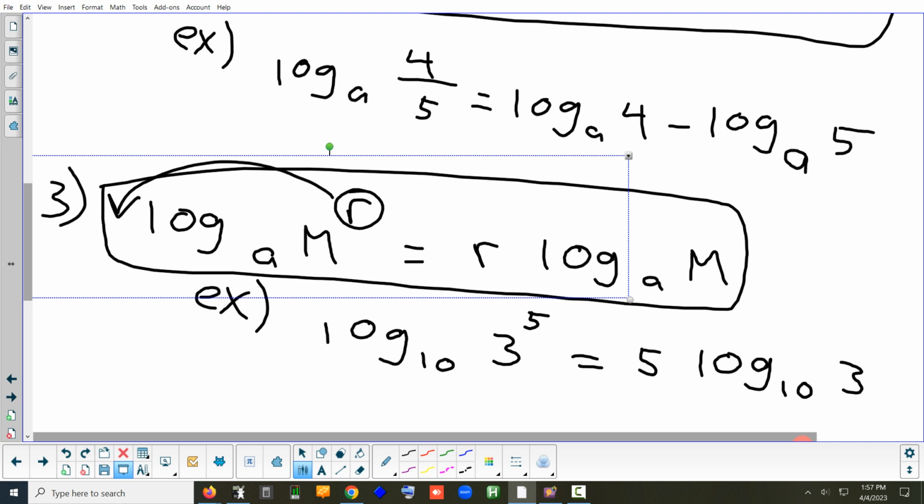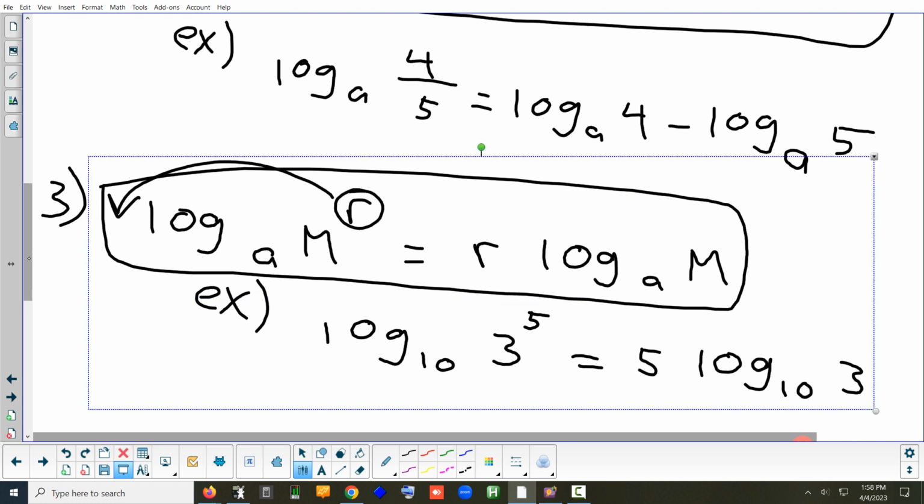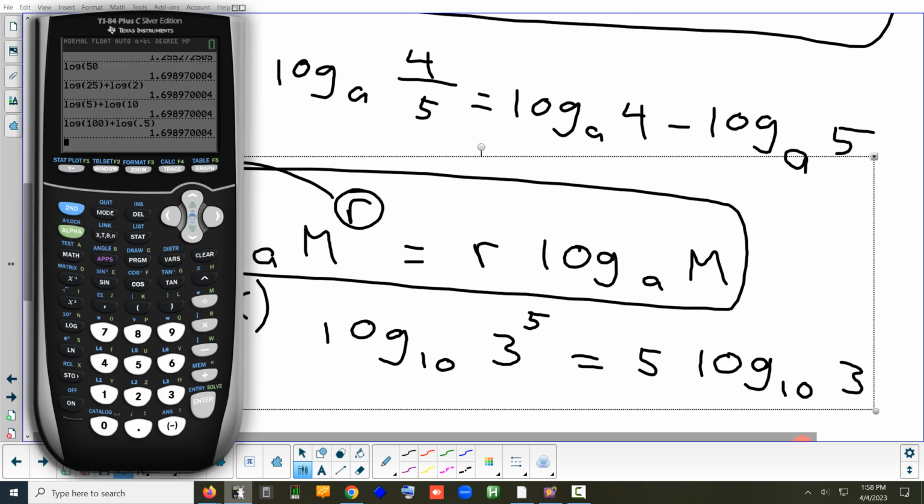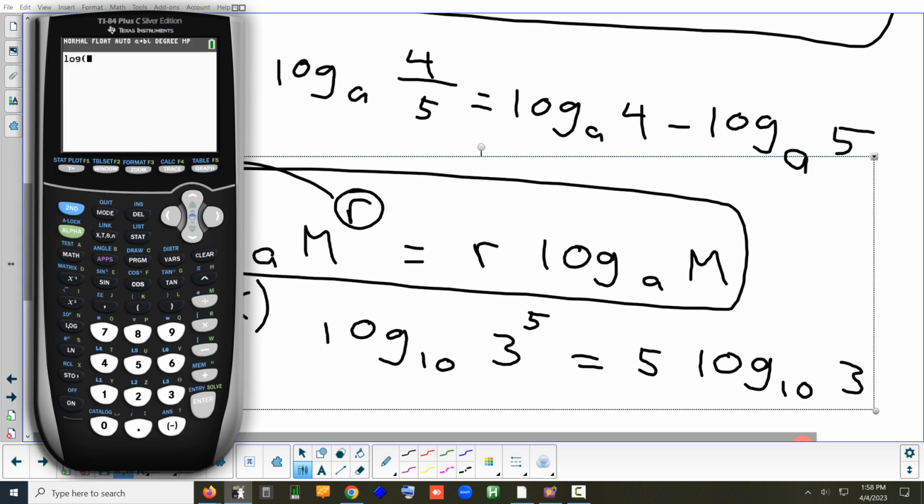So I have log base 10 of 3 to the 5th. I'm allowed to take the 5 and put it in front. The only reason I can do that is because it is in a logarithm. In general, you can't just take exponents on numbers and move them to the front. The only time you can do that is with logarithms. Okay, let's try it. Let's take the log of 3 to the 5th.